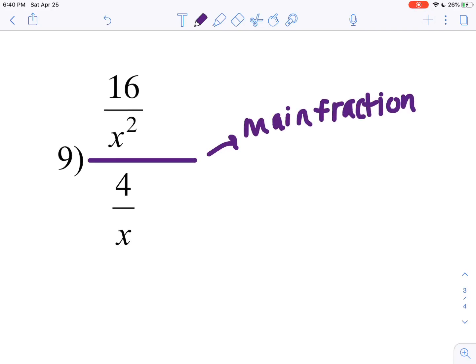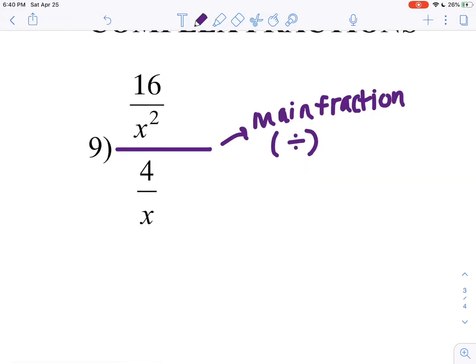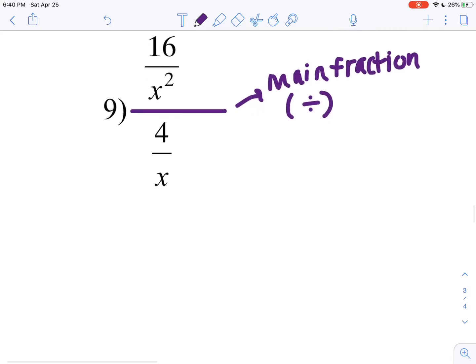And hopefully you guys remember that if you have a fraction, you actually have a division problem. So our main fraction bar is acting as a division symbol. So what this problem is actually saying is whatever is in the numerator divided by whatever is in the denominator. So what I'm going to do is rewrite this as a division problem. So the numerator is being separated from the denominator by that main fraction bar. And that's how you're going to figure out your two fractions.